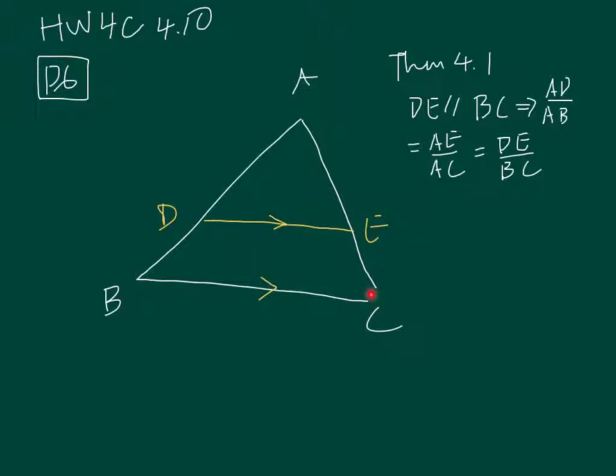Theorem 4.2 says backwards. If AD divided by AB and AE divided by AC is the same, if you get the same quotient, then DE is parallel to BC. So problem number 6 is asking, make each theorem as specific as possible and explain in your own words.